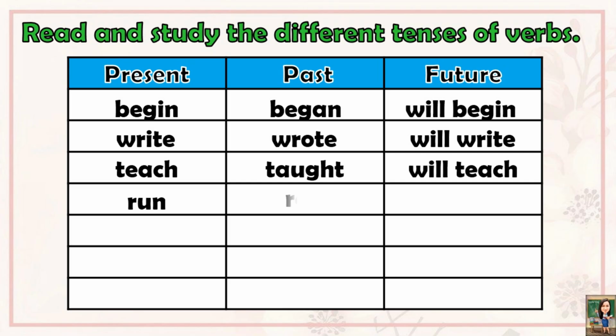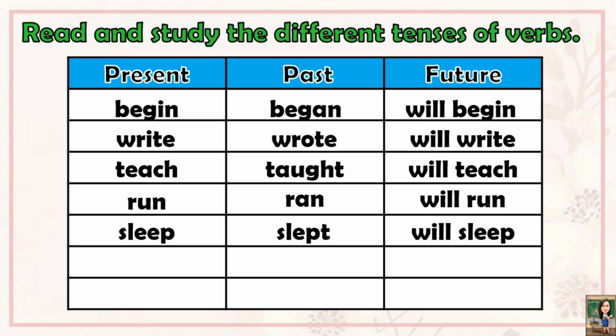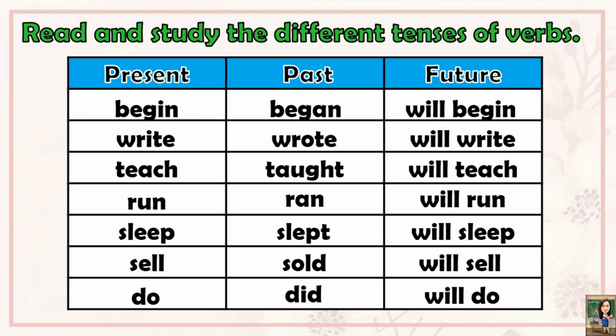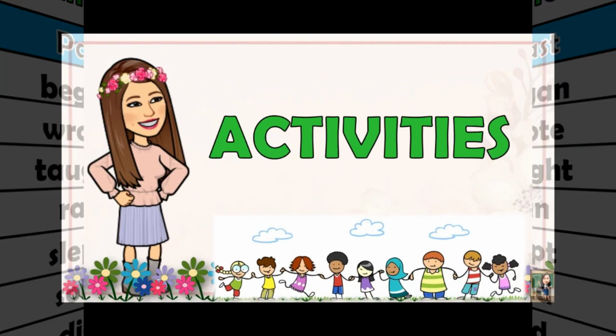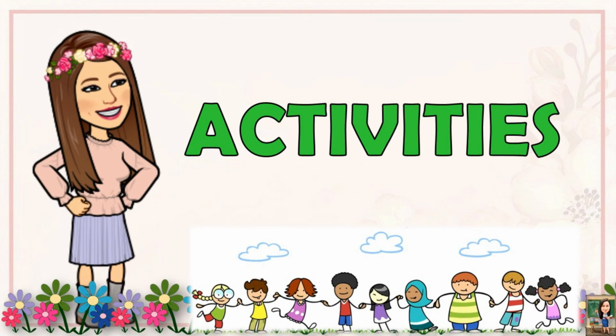Run. Ran. Will run. Sleep. Slept. Will sleep. Sell. Sold. Will sell. Do. Did. Will do. Did you get it, kids? Now, it's time for your activities.